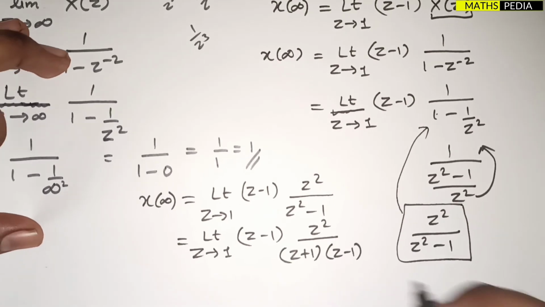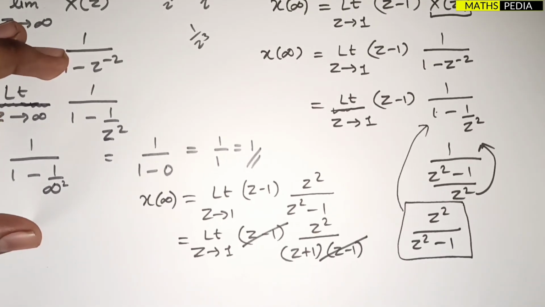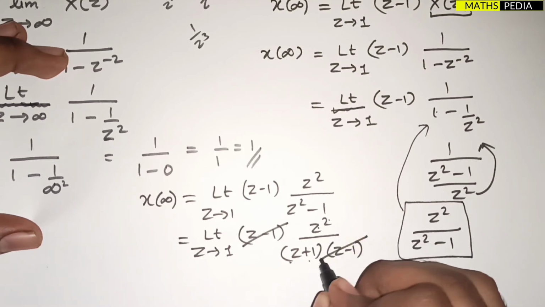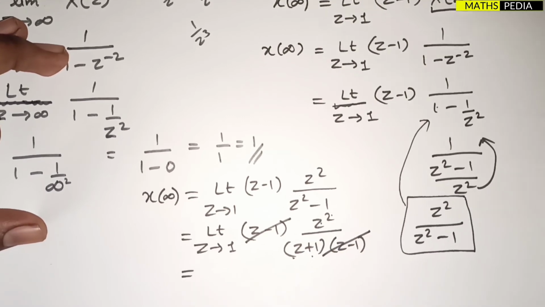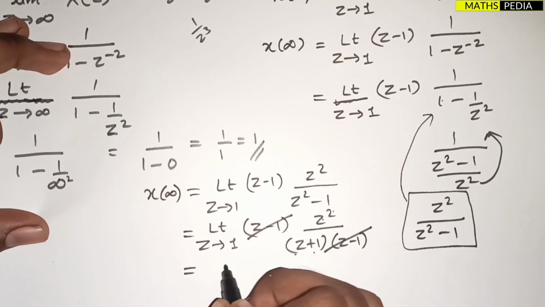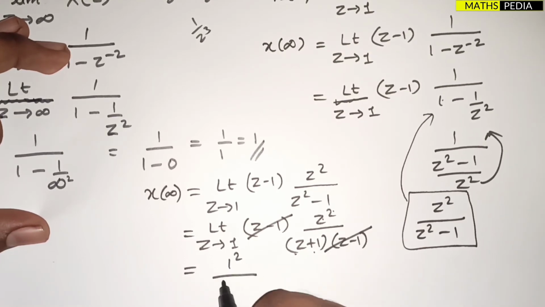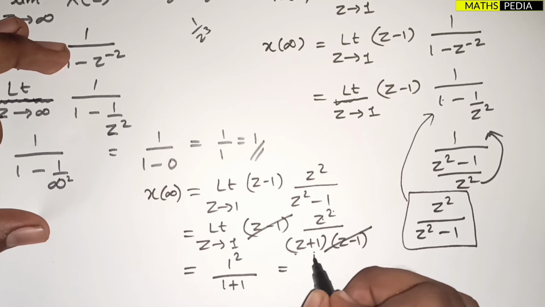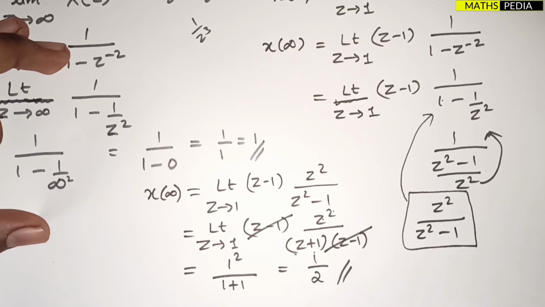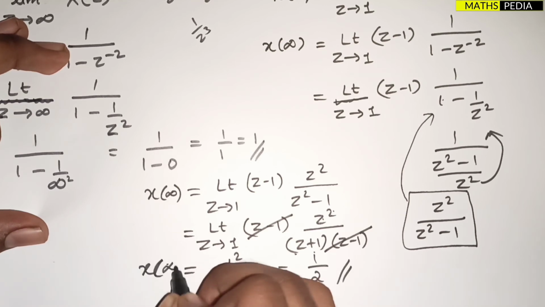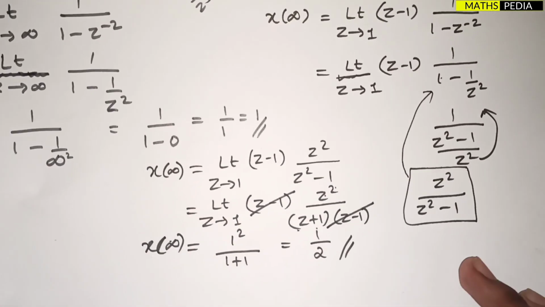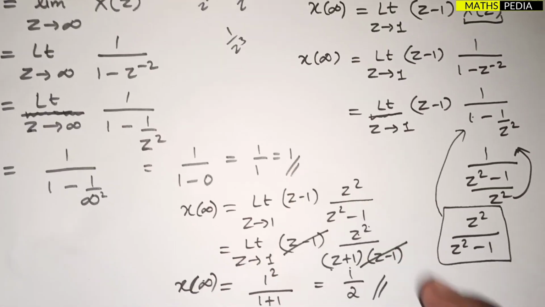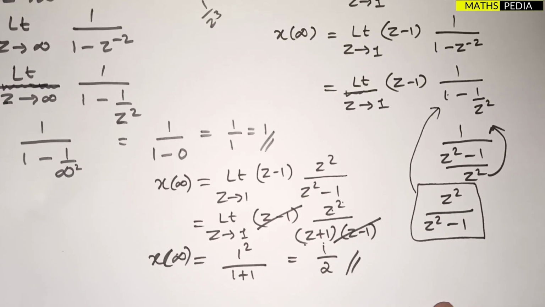So that I can just cancel these two terms, correct? So what is the remaining? Z square by z plus 1. Now I will directly put the value of z, that is equal to 1. Okay, I will put the value of limit into this function. So the final value z, you have to put it here 1. So 1 square by 1 plus 1, that is equal to 1 by 2. So the final value x of infinity, that is the final value of this function x of z, is given by 1 by 2. So initial value was 1, here it is 1 by 2. So you need to remember all the steps.